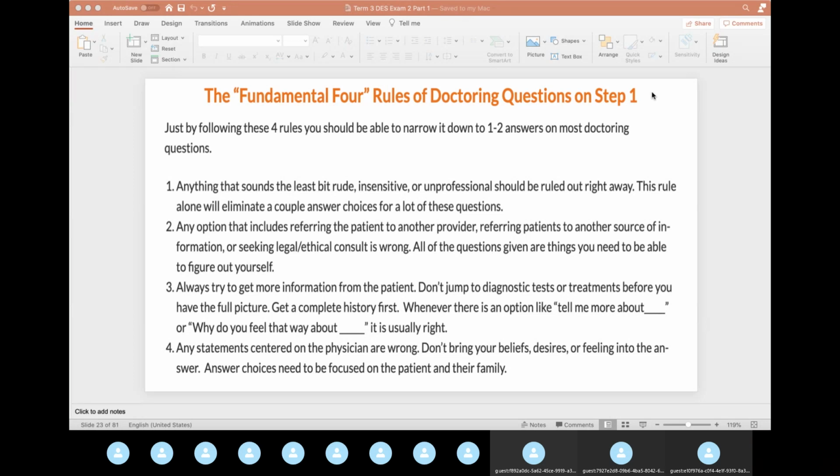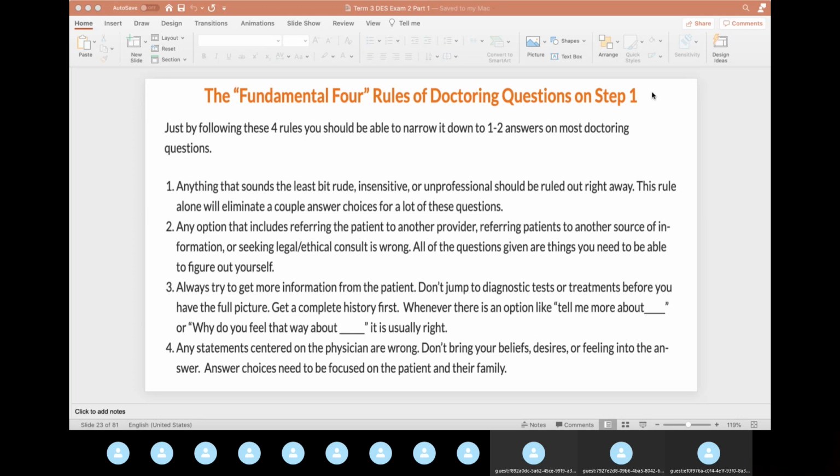Third, always try to get more information from your patient. Don't jump to diagnostic tests or treatments before you have the full picture. Always ask, why do you think that is? Get a complete history first. Whenever there is an option like tell me more about or why do you feel that way about, that's the right answer.